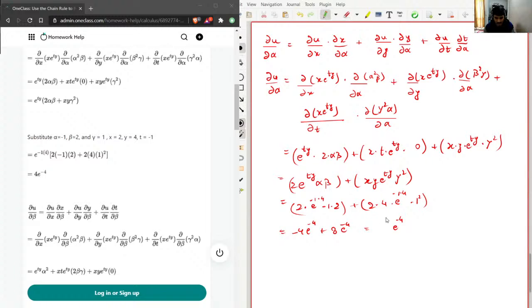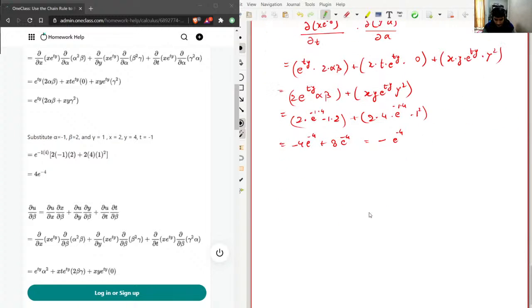These signs are not printing and it is creating a lot of confusion here. Sorry, it will be 4. I'll just write this 4 again. 4 times e power -4. Here there was no alpha. T was not there. So this was the value for del u over del alpha.